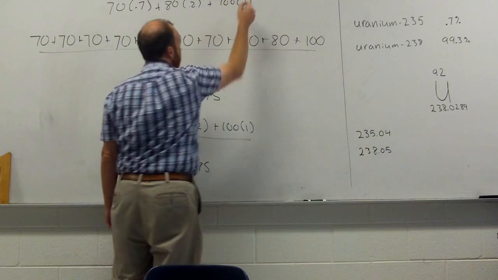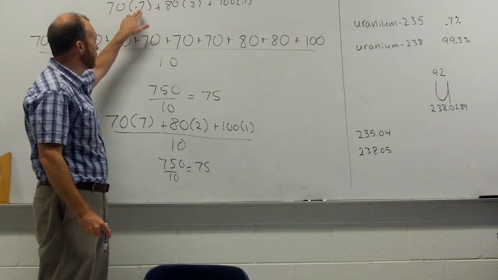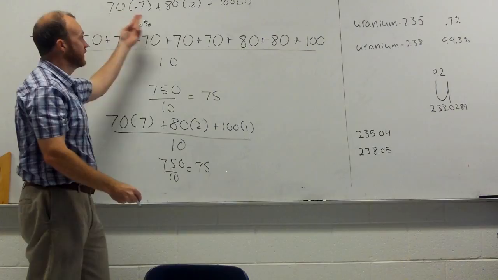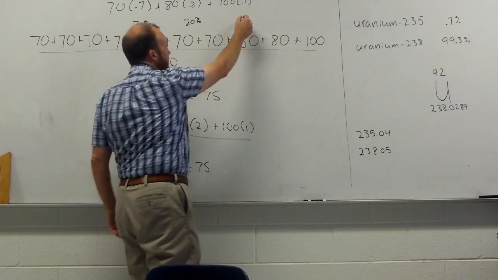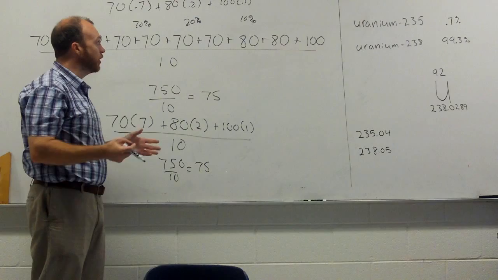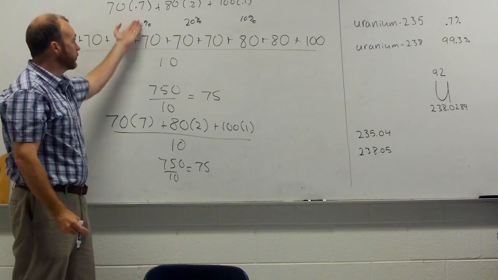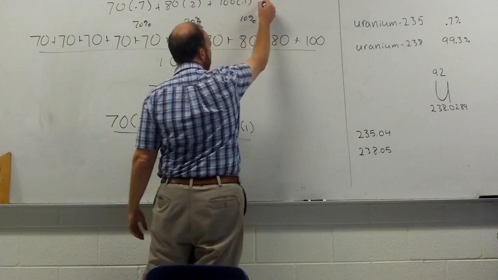You can also recognize that we can write percents as decimals. In other words, 70% of this is a 70. 20% of this is an 80. And 10% of this is 100. So, if to begin with we had known the percentages, we could simply find the average by taking each score and multiplying it by the appropriate percent written as a decimal. And when you do this, you of course get the exact same average, 75.